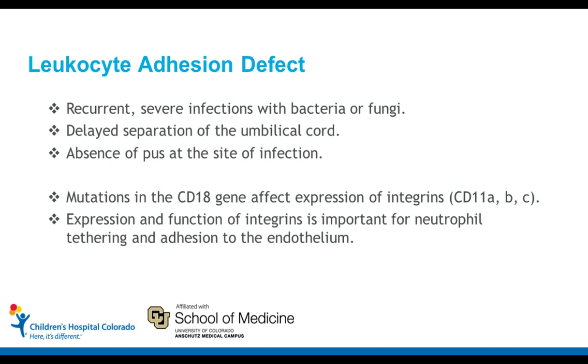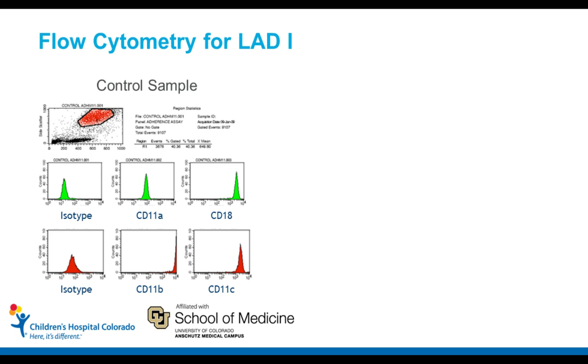So mutations in the CD18 gene affect expression of the integrins CD11a, b, and c. These integrins are present on the surface of the neutrophil, and their expression and function is important for neutrophils to tether to the endothelium and then to get into the tissue spaces to the site of infection.